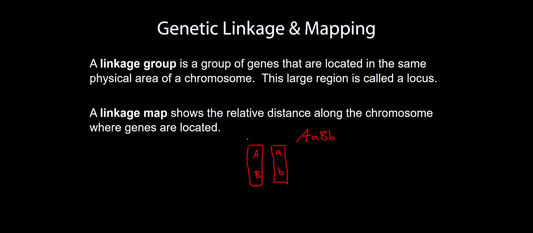You can imagine during meiosis, this chromosome is going to go this way, and this chromosome is going to go that way. So this is always going to be capital, capital, and this will always be lowercase, lowercase. That's what we mean by linkage. You would say that the A and B genes, or the A and B loci, are linked.